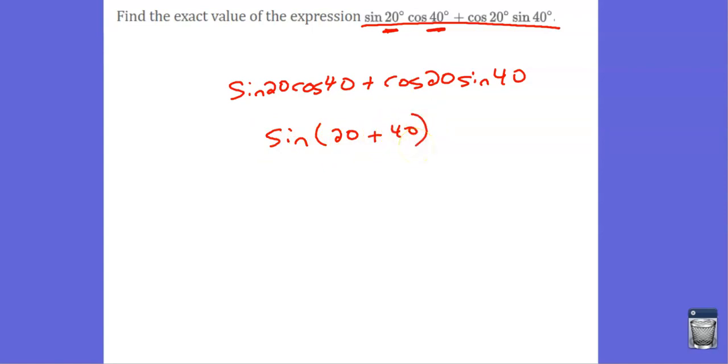That's literally what the sum of the sine formula says, which is the sine of 60 degrees. And we know the sine of 60 degrees is square root of 3 over 2.